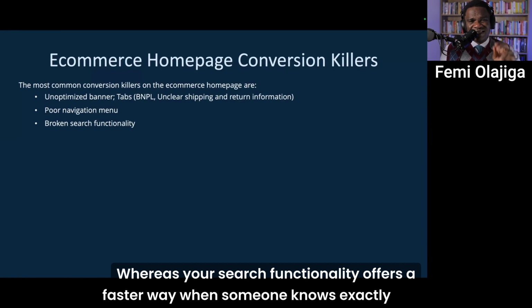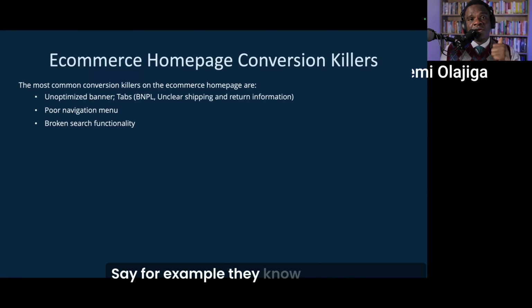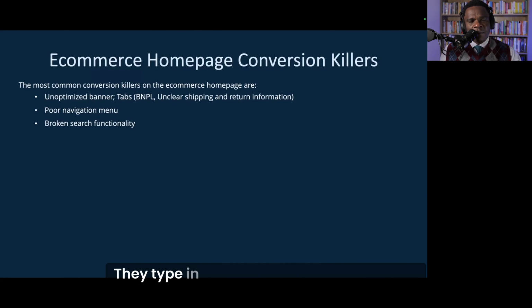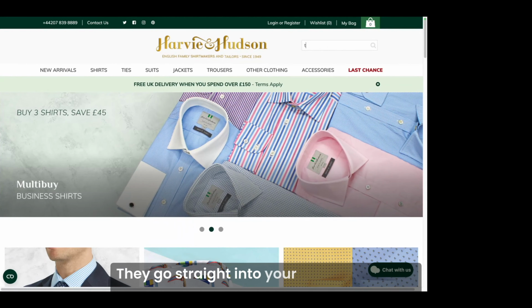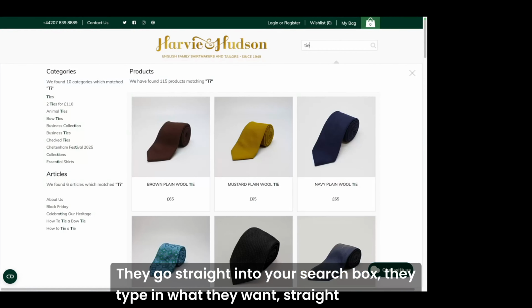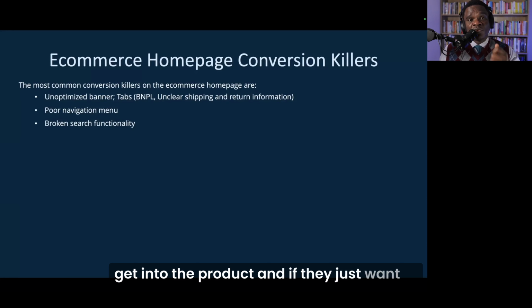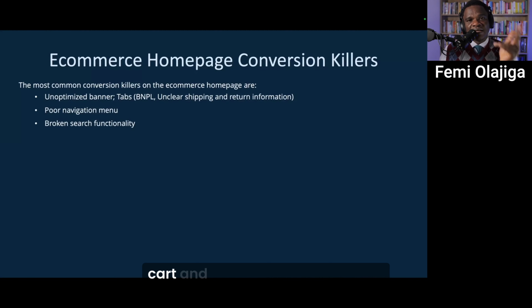When someone knows exactly what they want, say for example, they know your brand, they know your website, they type in your website, they do not want to waste time going through the navigation, they go straight into your search box, they type in what they want, straight away they get into the product, and if they just want to buy just that single product, they add it to cart and they buy and they leave.